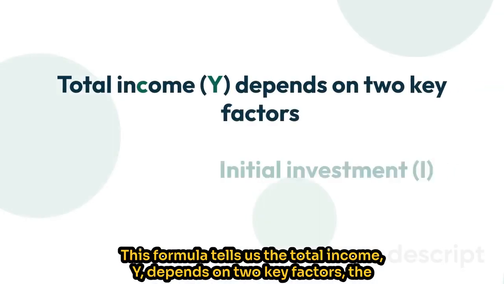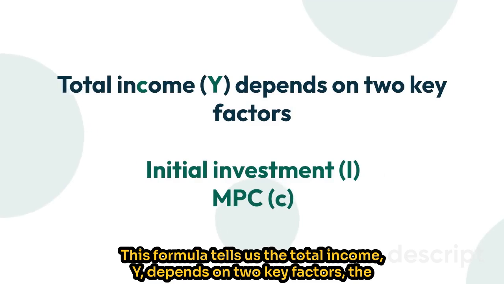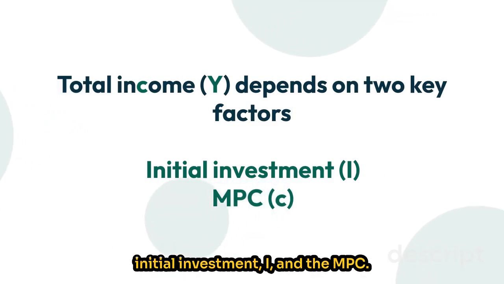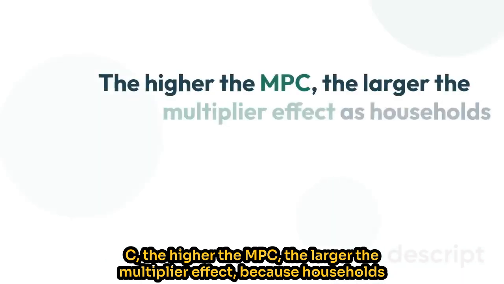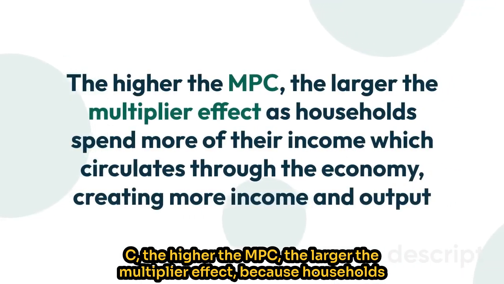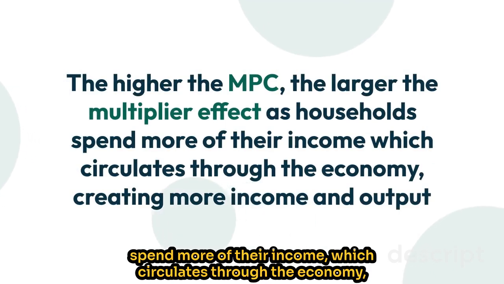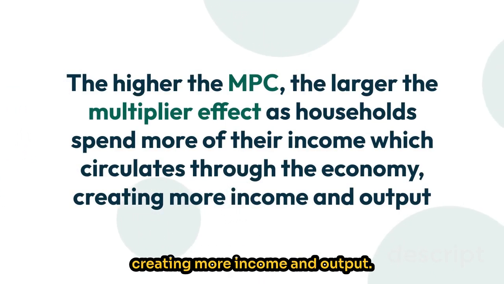spending. This formula tells us that total income, Y, depends on two key factors: the initial investment, I, and the MPC, C. The higher the MPC, the larger the multiplier effect, because households spend more of their income, which circulates through the economy, creating more income and output.